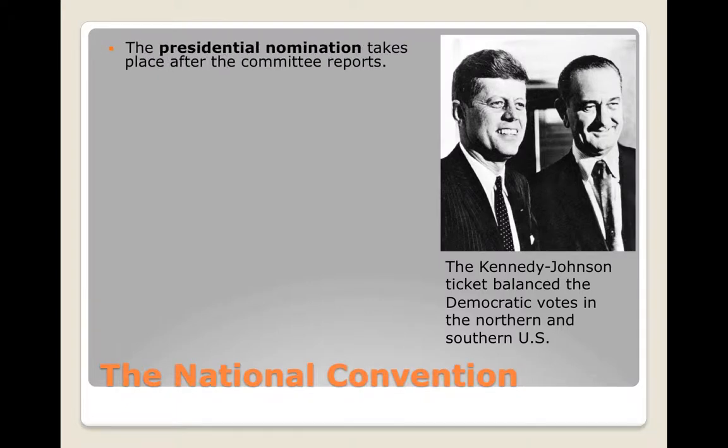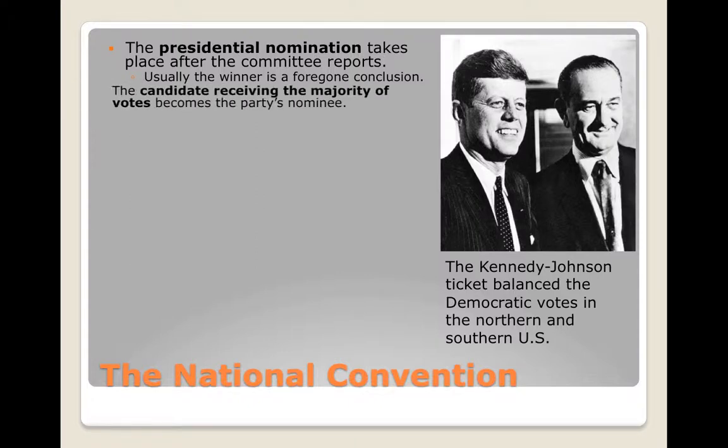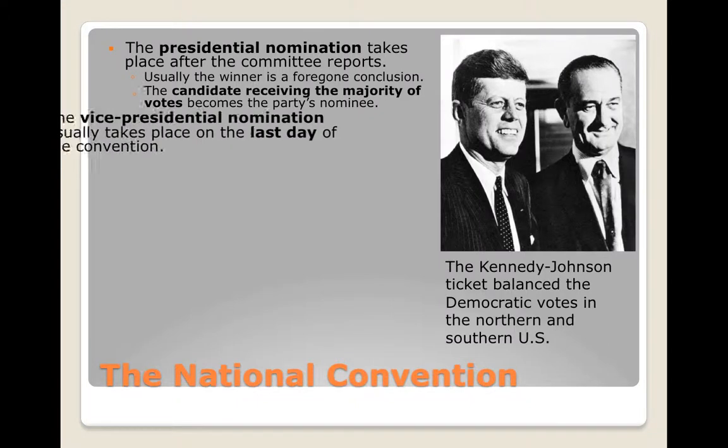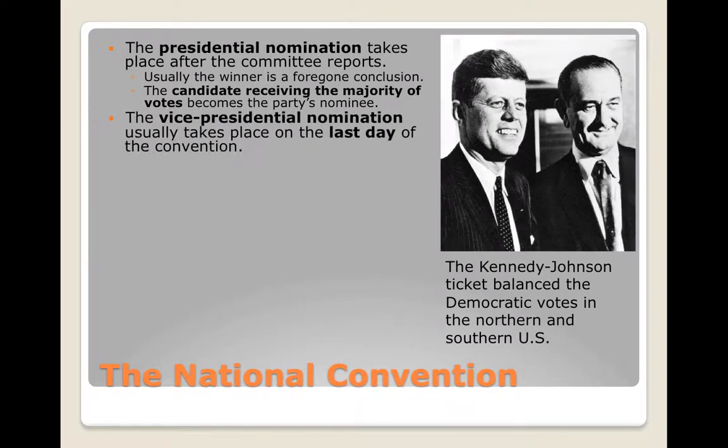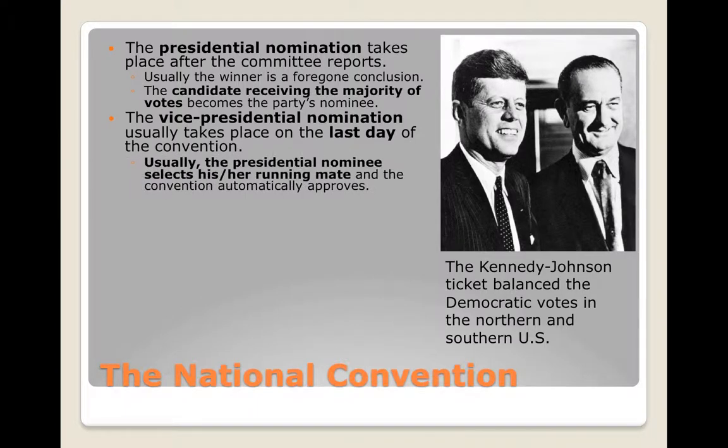Presidential nominations take place after the committee reports. Usually the winner is a foregone conclusion. The candidate receiving the majority of votes becomes the party's nominee. The vice presidential nomination usually takes place on the last day of the convention. Usually the presidential nominee selects his or her running mate, and the convention automatically approves.